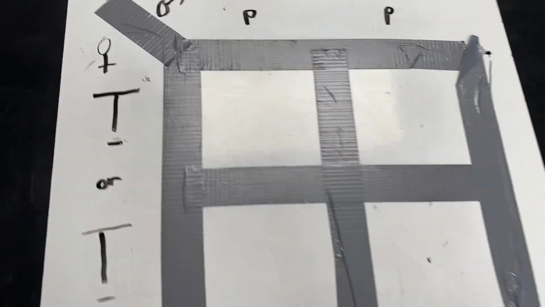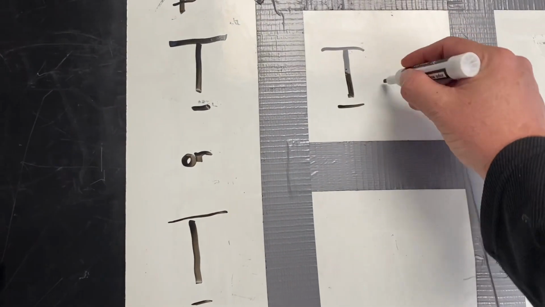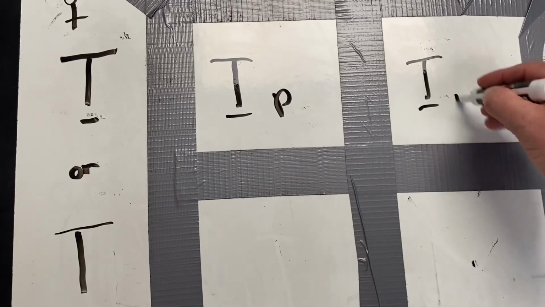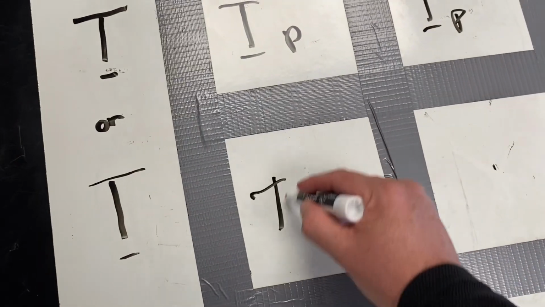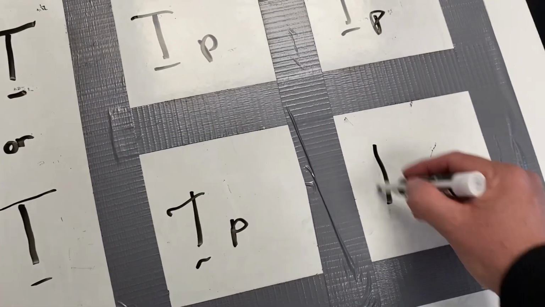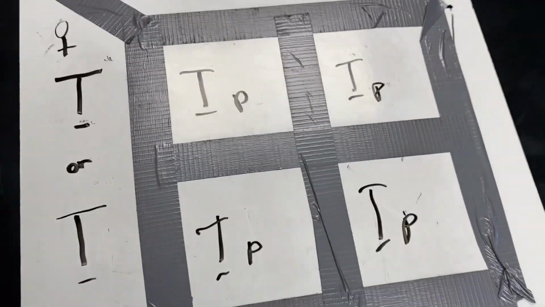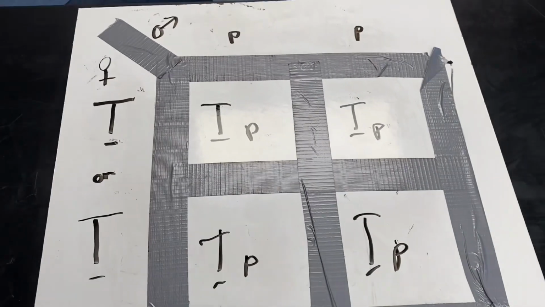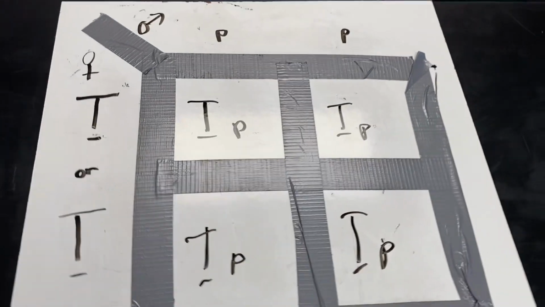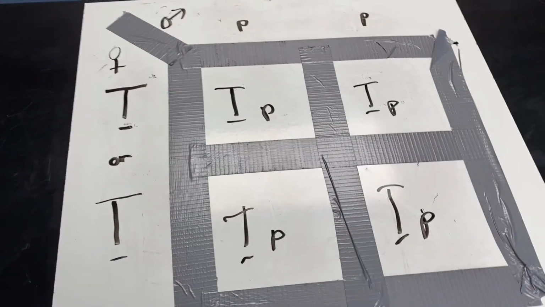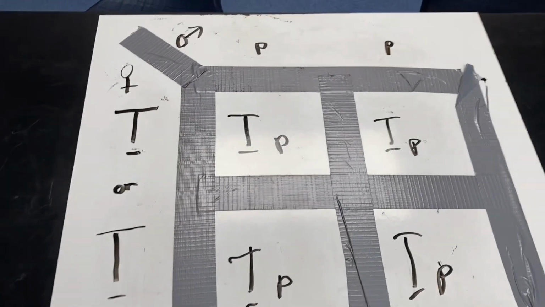Great. Because you know that in each box, you're going to get the same outcome. Big T, little p. Big T, little p, big T, little p. You got T, p in every box, so every box is going to come out tongue out. Every box is going to be heterozygous for tongue out. They're all going to look like mom and not at all like dad.